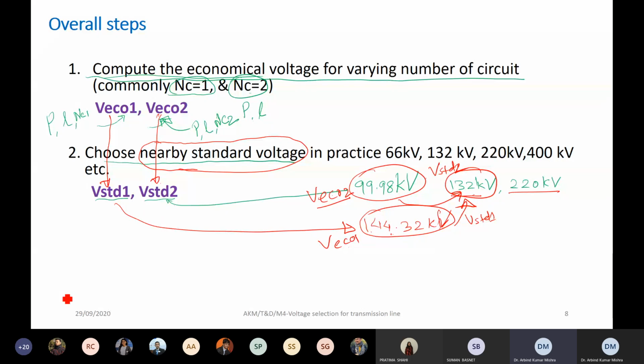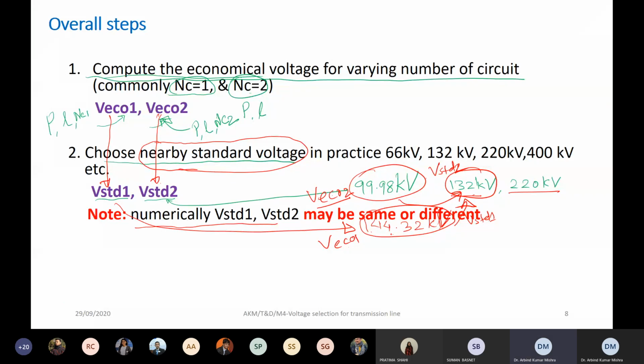This standard voltage 1 and 2 numerically may be the same or may be different. Don't worry that it must be different or that it must always be the same. Just calculate these economical voltages, and for each of these economical voltages, choose the nearby standard voltage. Well, it may be the same, no problem, no worry.